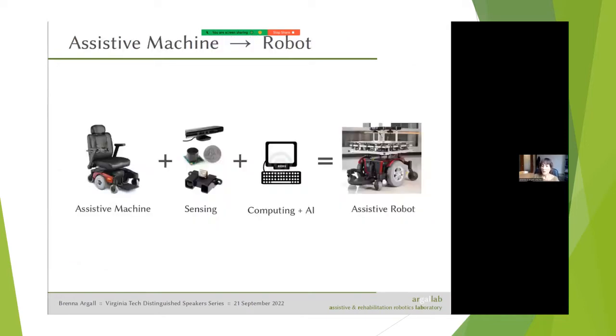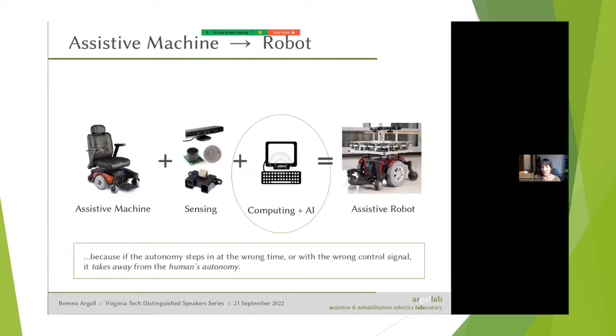Okay. So I presented this schematic earlier. Now here, really the devil is in the details on adding this intelligence to the machine. The reason is that if the autonomy steps in at the wrong time or with the wrong control signal, it takes away from the human's autonomy. It's actually worse than providing no assistance at all. So getting this right is really critical. And it's more than just getting the autonomy to not make mistakes, to always choose the correct control signal. It's about how you properly keep the human in the control loop as well.